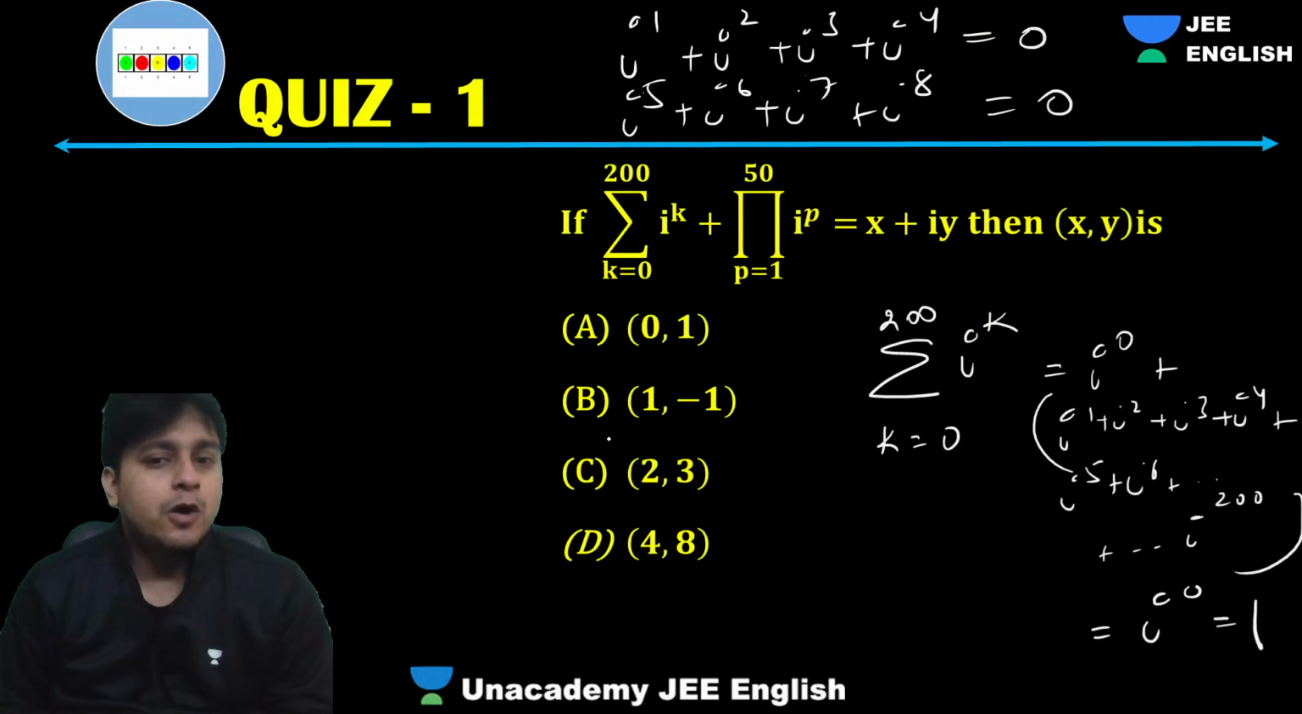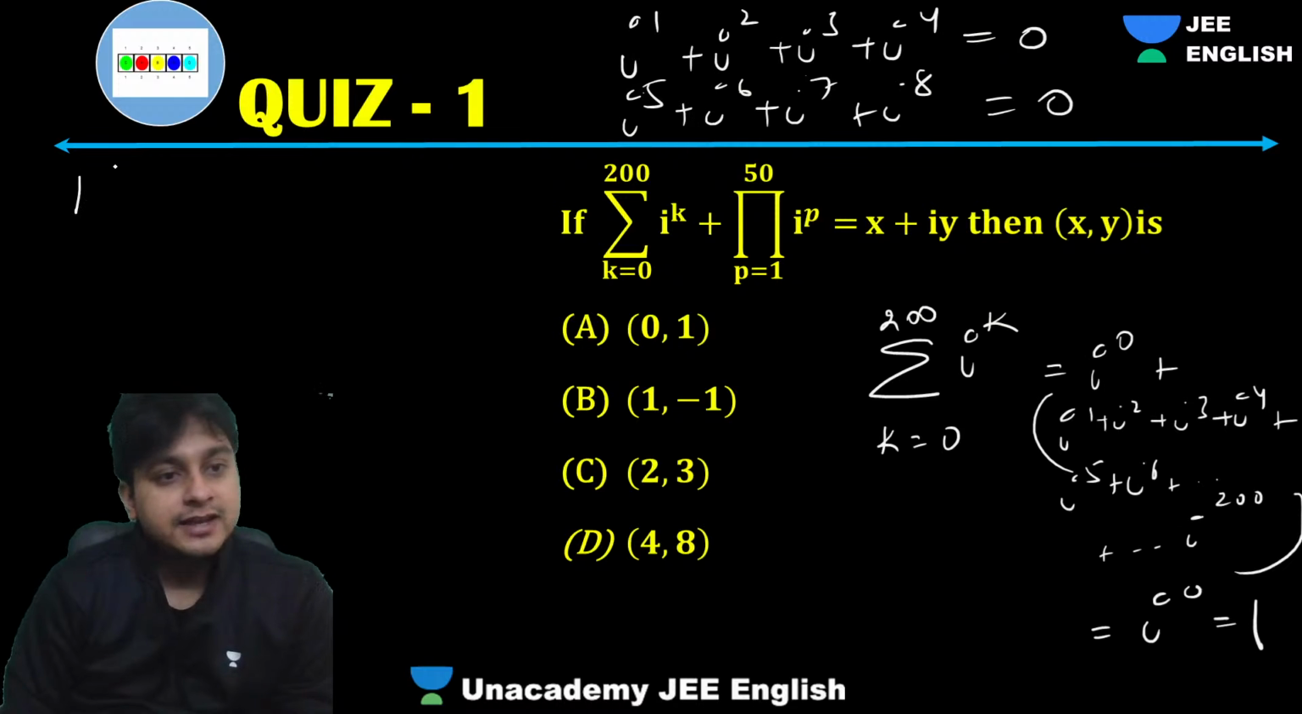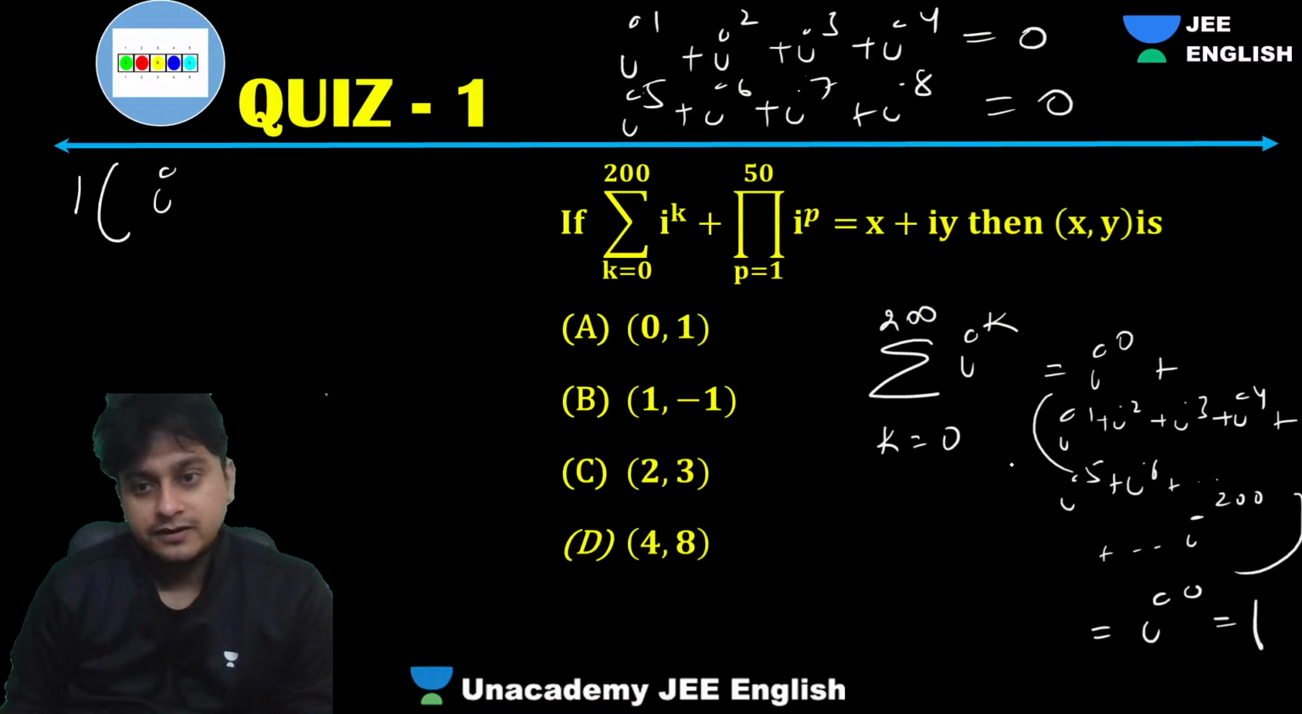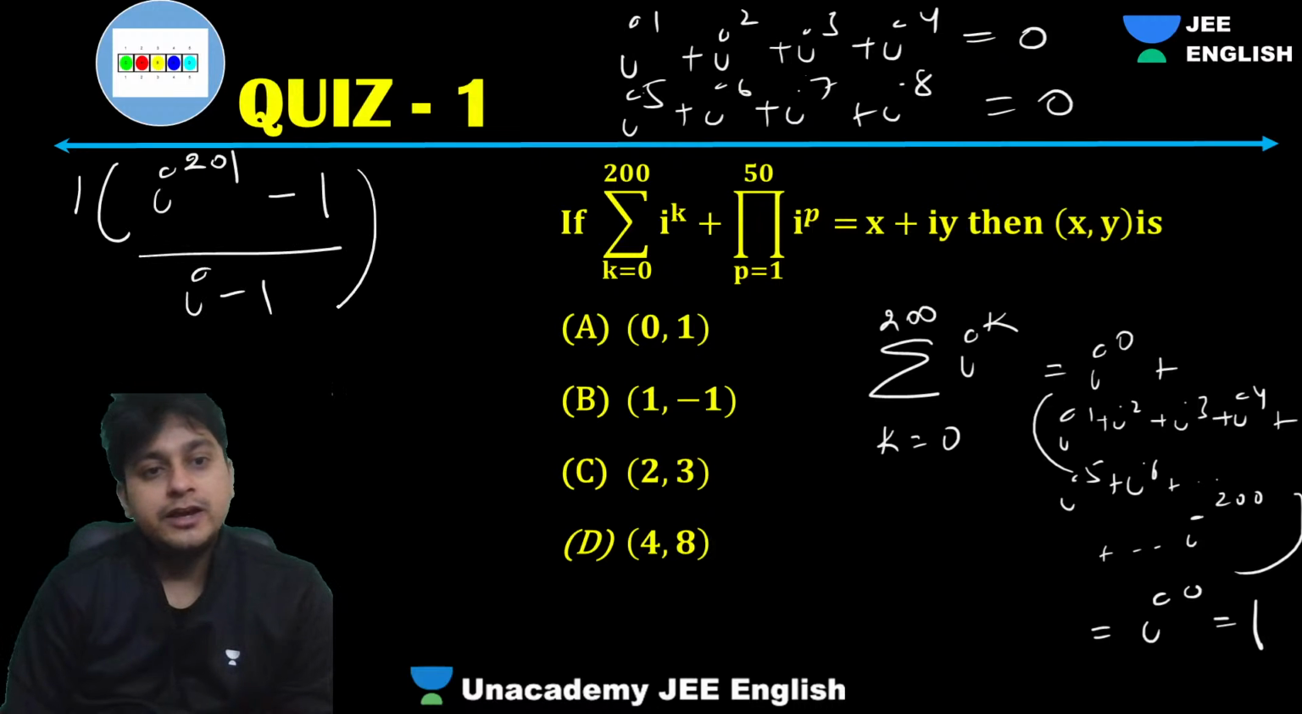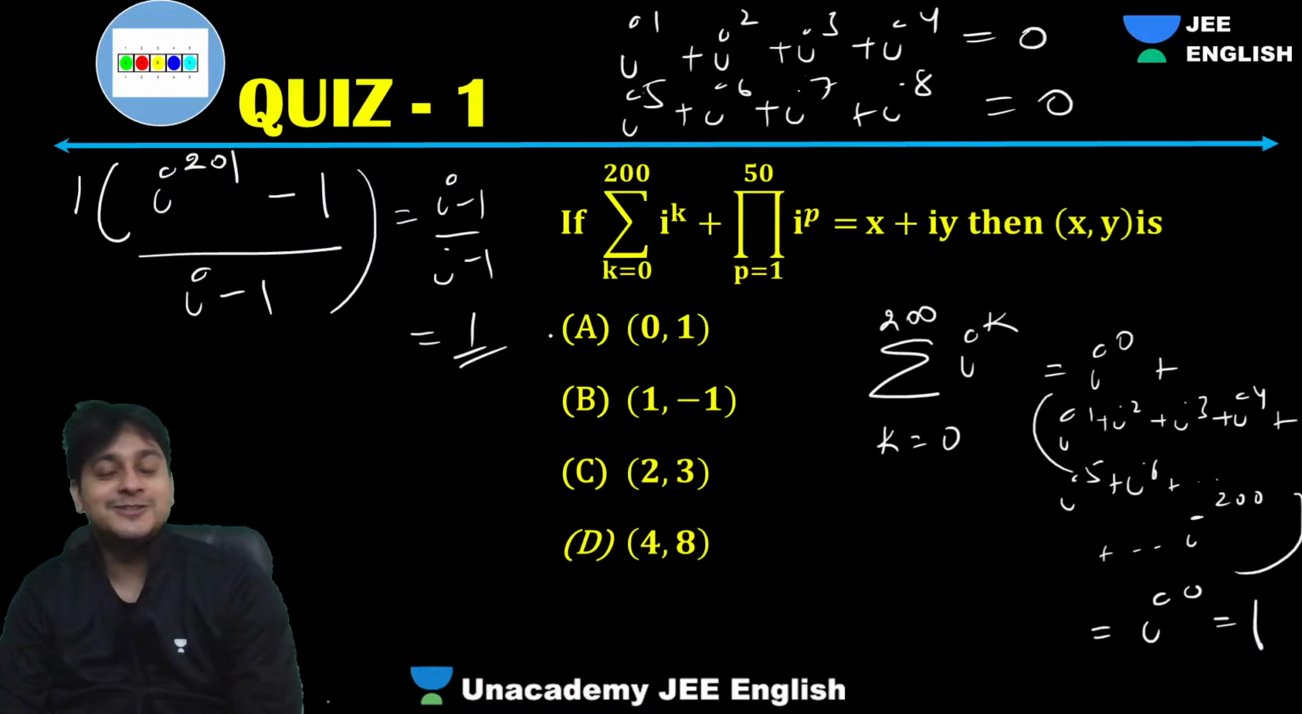Also, if you want, you can use the GP formula, because it will be nothing but a GP with first term a and common ratio r. How many terms do we have? We have 201 terms. So the sum is a(r^n minus 1) upon r minus 1. Since i power 201 is iota, that will be iota minus 1 upon iota minus 1, which will be 1. Understood? So you can use the GP formula also if you want.